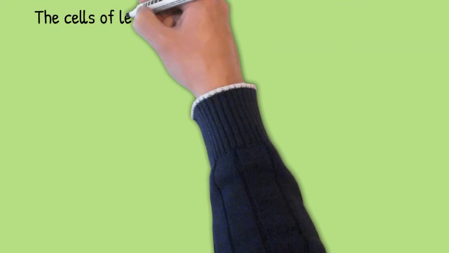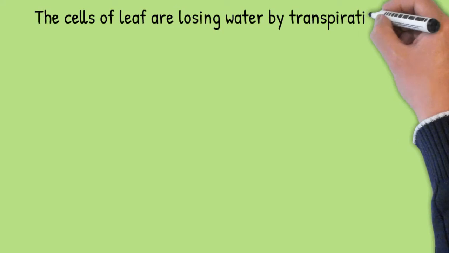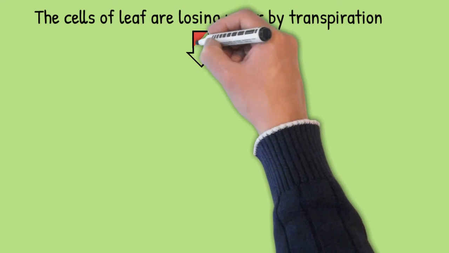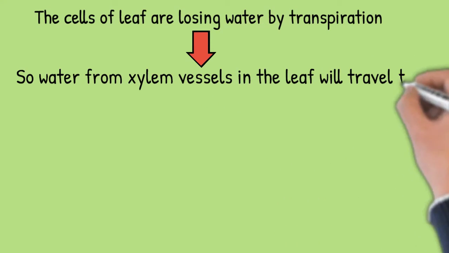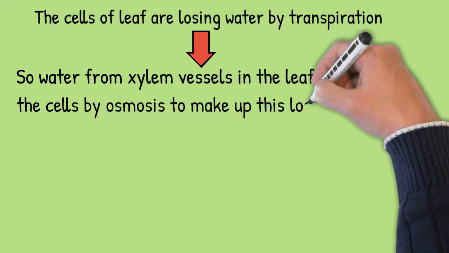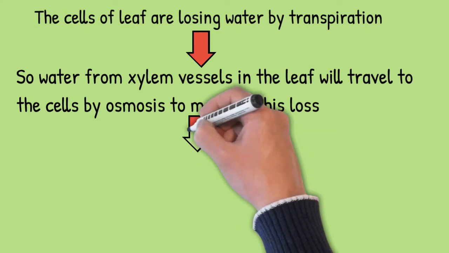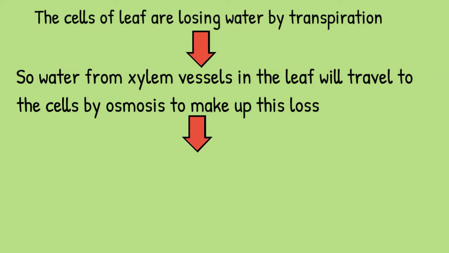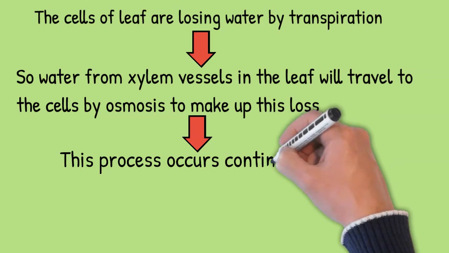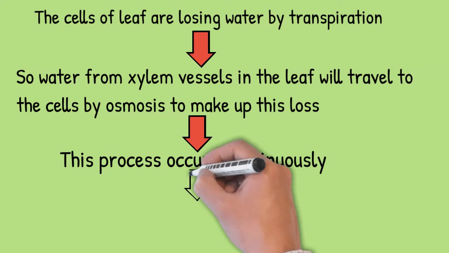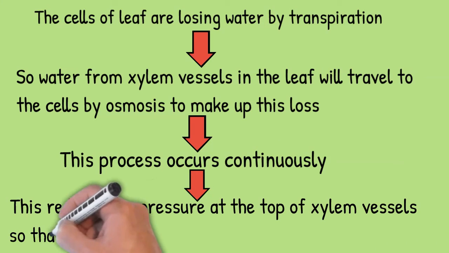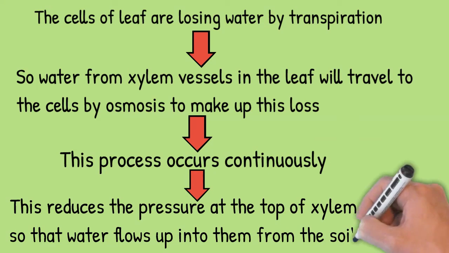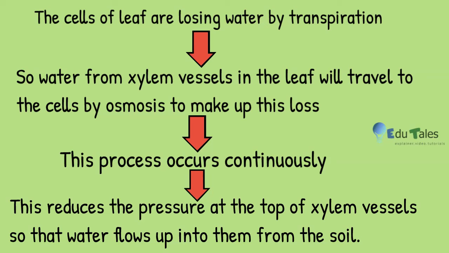Now, how exactly is transpiration going to help? The cells of leaf are losing water by transpiration. So, water from xylem vessels, which is already present in the leaf, will travel to these cells by osmosis to make up this loss, and this process occurs continuously. So what will happen? This creates a sucking effect which reduces pressure at the top so that water flows up into them from the soil.